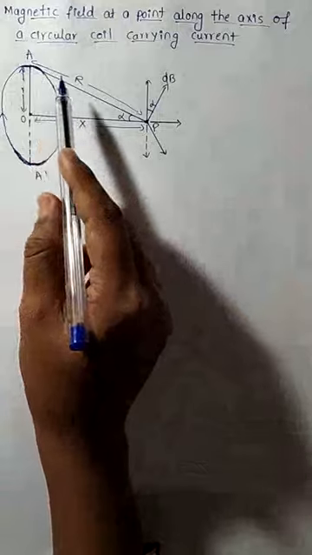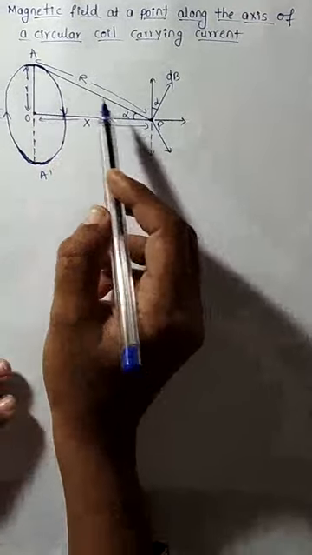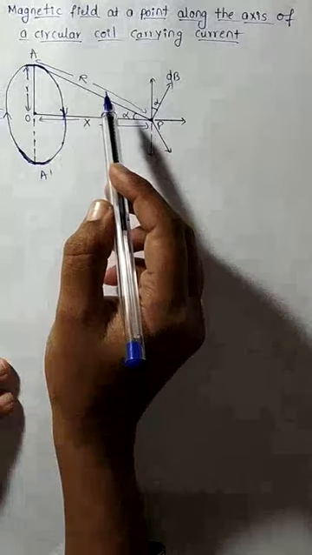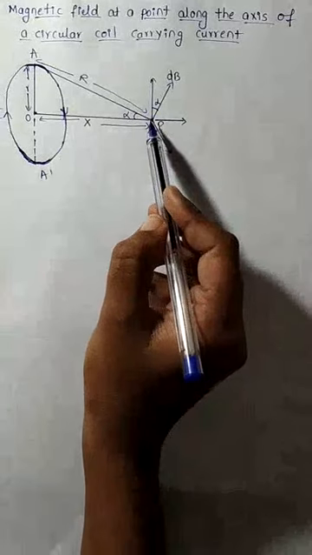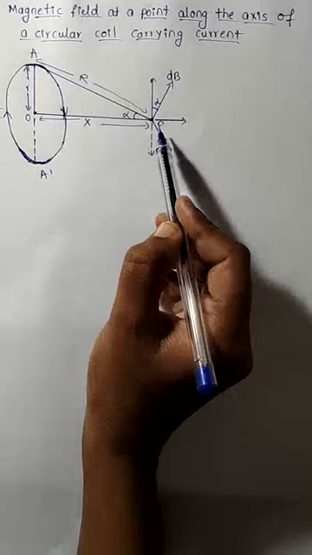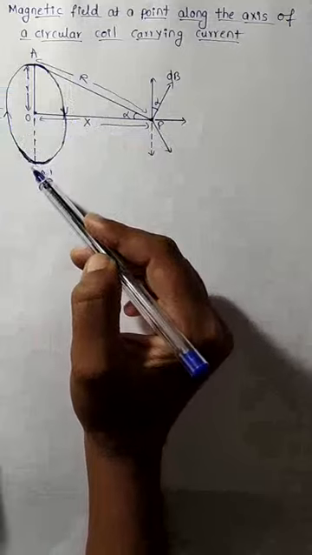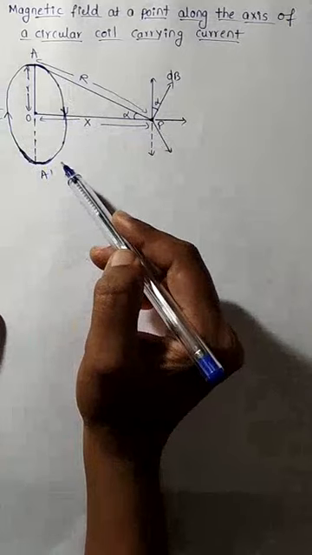As soon as current starts to flow in this, it produces a magnetic field in the surrounding area. Now we have chosen a point P, and here we will find how much magnetic field has been created when the current is passing through this entire circular coil. So that is our main task.